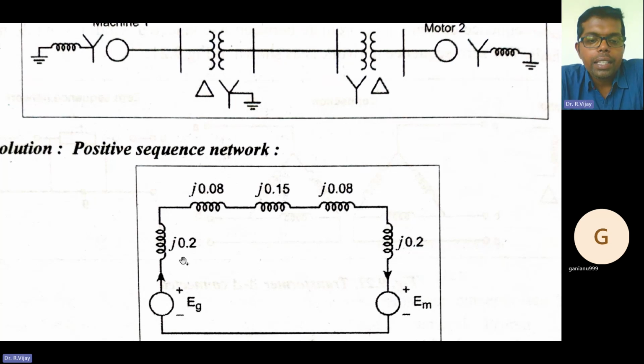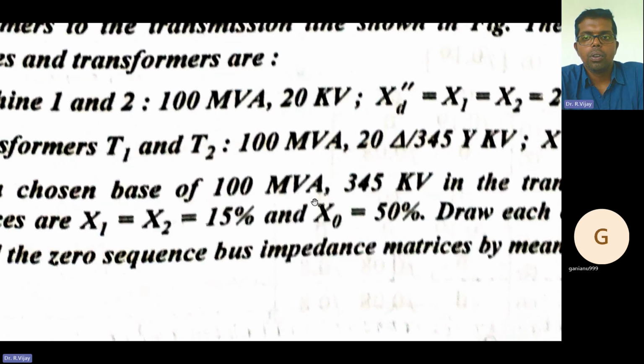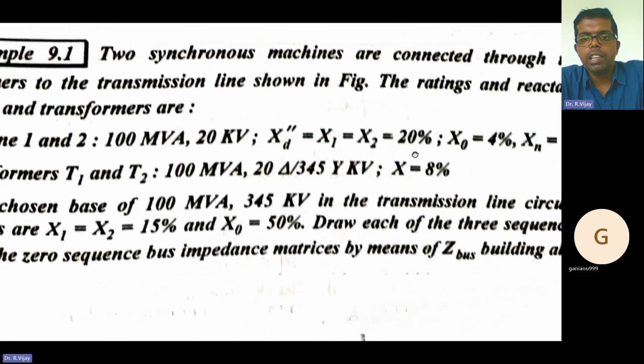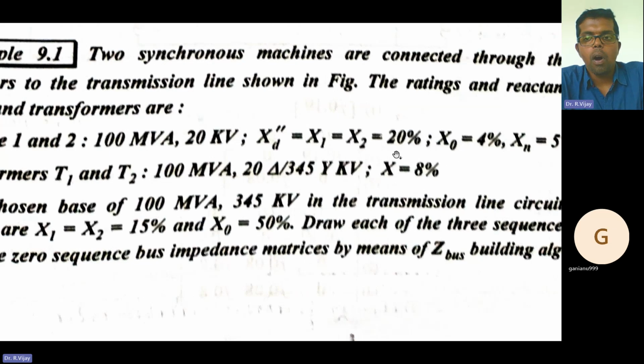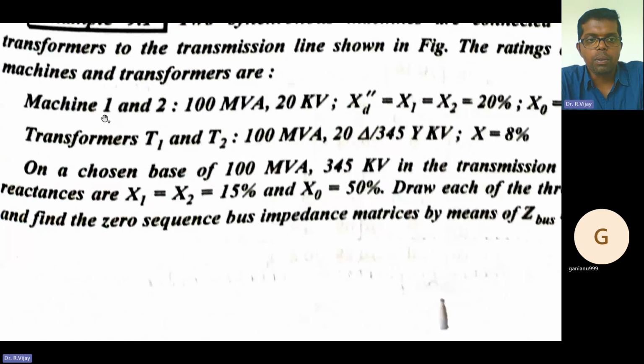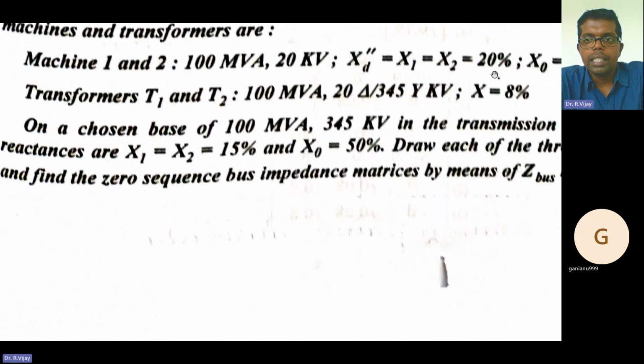Having the generator reactance, the generator reactance 0.2, it is given in the problem as 20%, so 20 divided by 100. So here 0.2 is the generator reactance. Next, the motor reactance. For machines 1 and 2 it's the same reactance, 20%, so here also j into 0.2, that is 20 divided by 100. So j into 0.2 is the reactance.